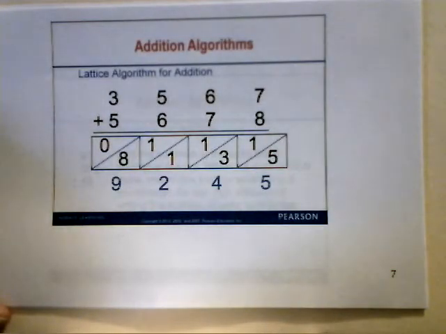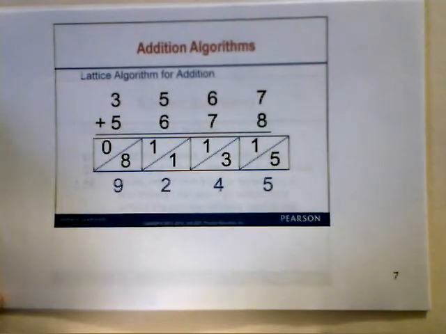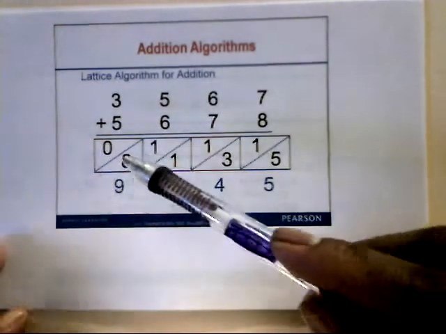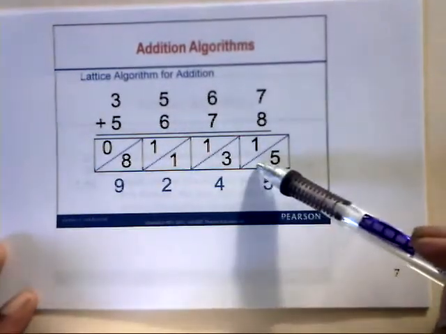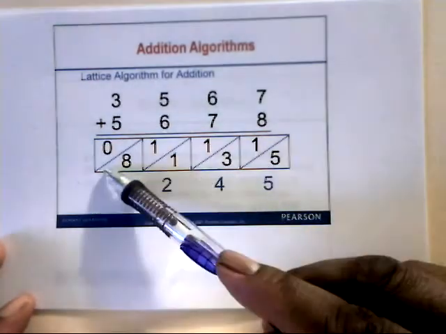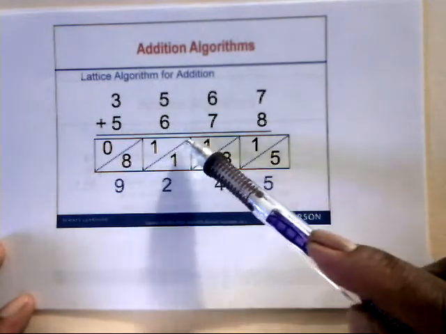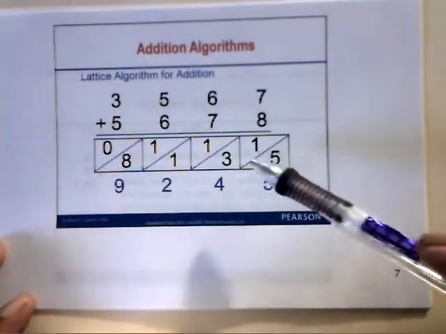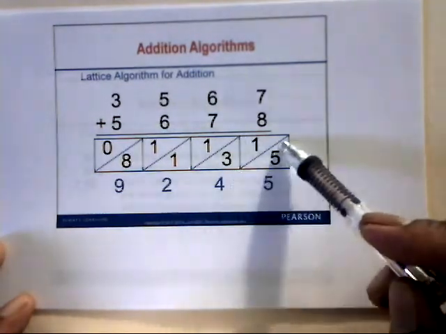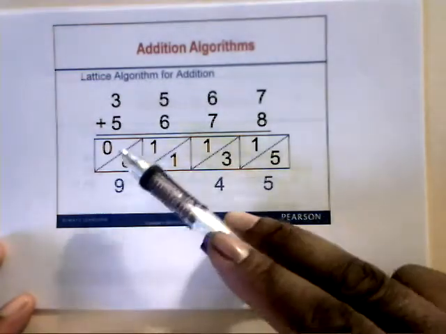Another algorithm is the lattice algorithm for addition. And here's how this works. Let's say 3,567 plus 5,678. You're going to do 4 boxes because we're adding 2 4-digit numbers. And notice that we're going to put diagonals here. We're going to separate those boxes into triangles by drawing diagonals here.